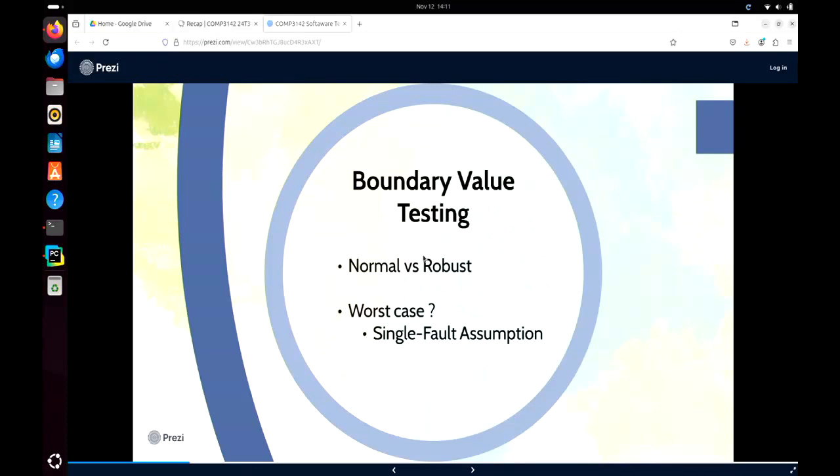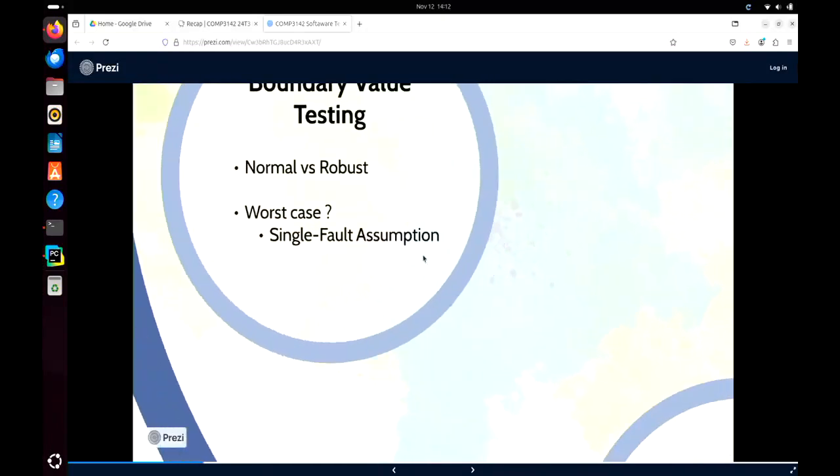The single fault assumption means that if there are multiple parameters, each time we should only allow one parameter to take the invalid value, and the rest of the parameters should take normal values. In the worst case boundary value testing, we allow multiple parameters to take invalid values. So this is boundary value testing.